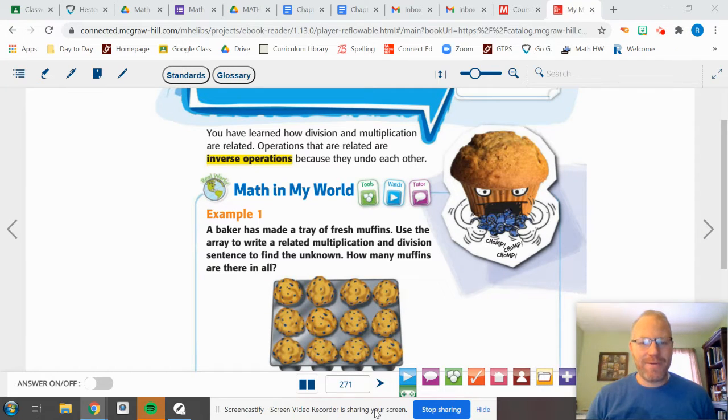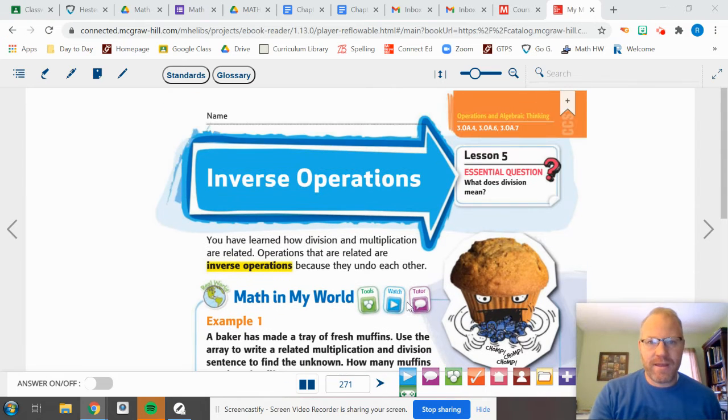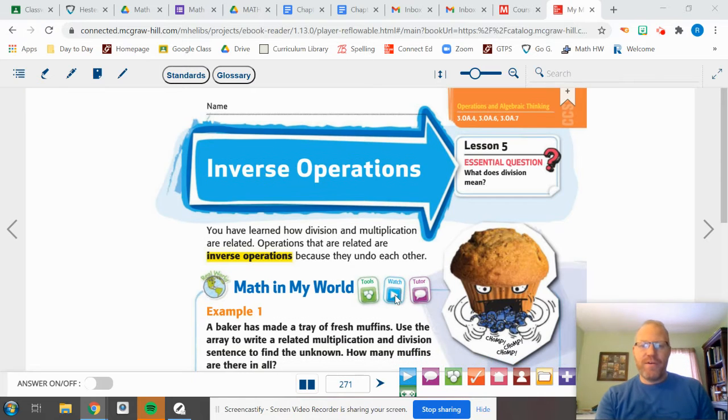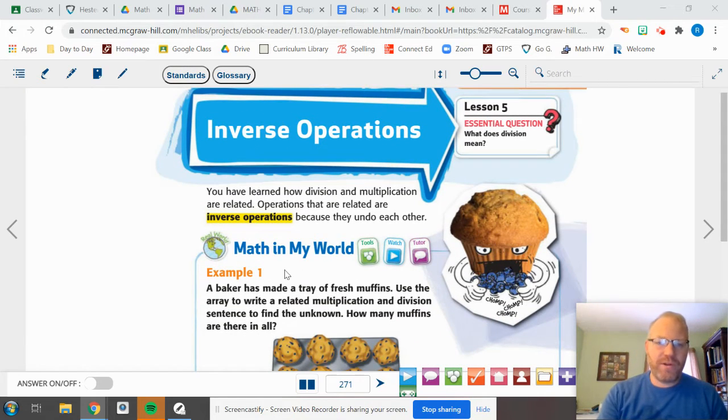As we get started today, we are on Chapter 5, Lesson 5, and as you can see, that is page 271. So take this time to pull out your book, make sure you have a pencil, and let's get started with inverse operations. So inverse operations, we've learned how division and multiplication are related. Operations that are related are inverse operations because they undo each other. So we understand that inverse, meaning opposite, means that it's the opposite of multiplication.